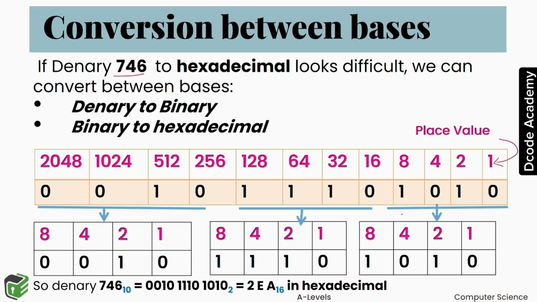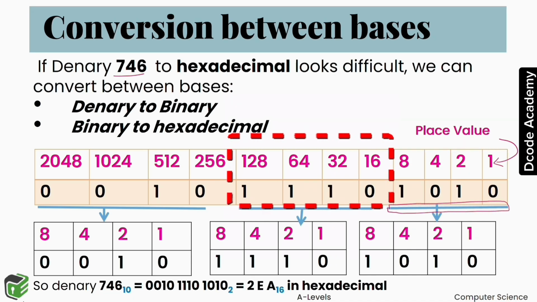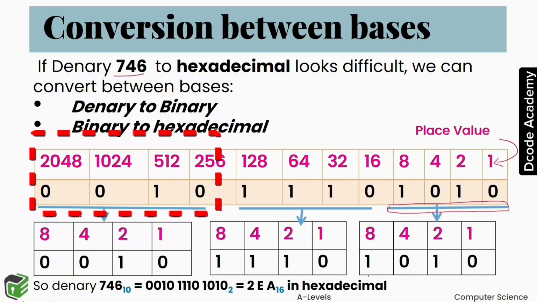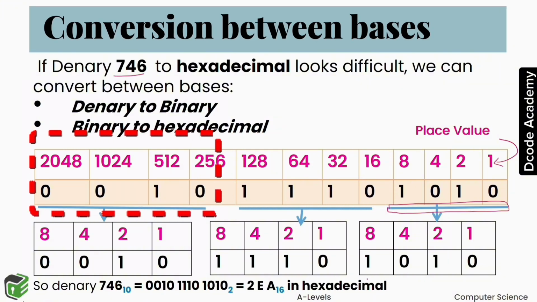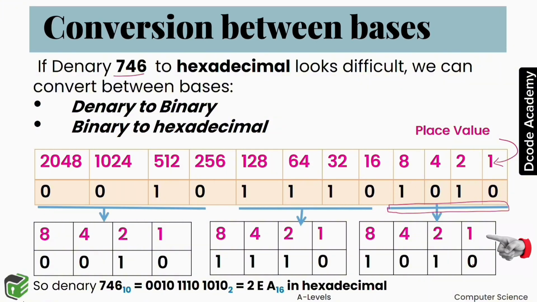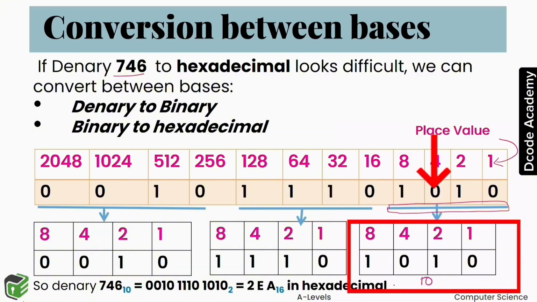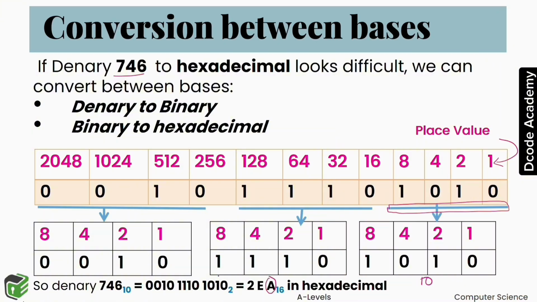Now this binary, starting from the right side and making groups of 4, I converted into hexadecimal. So now 8 and 2 makes 10, which is equivalent to A. 8, 4 and 2 makes 14, which is equivalent to E. And this is 2. So 2EA is the base 16 number converted by this process.